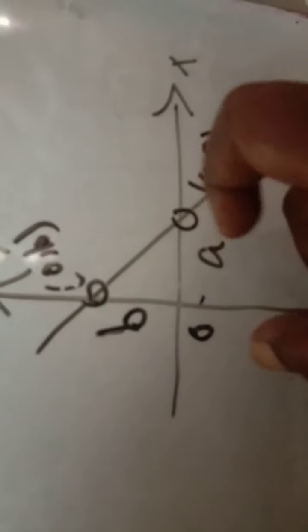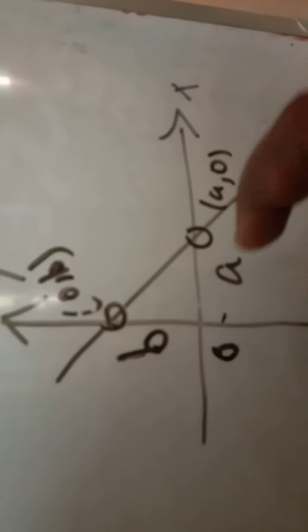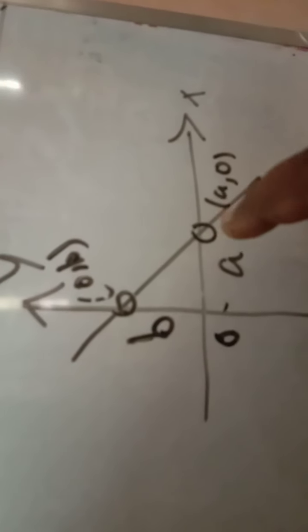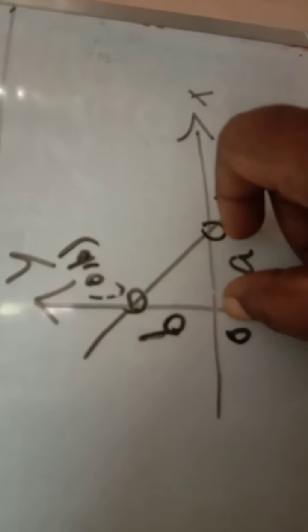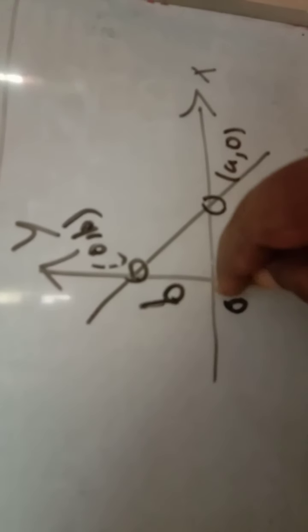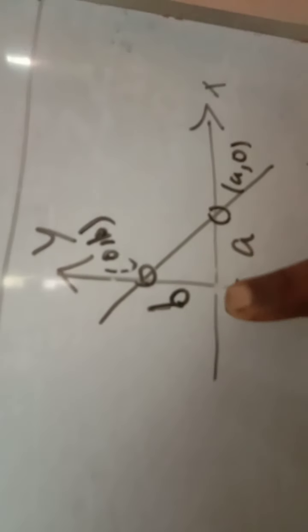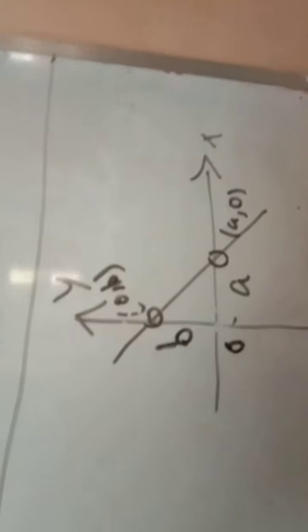So the line, okay, now the distance between origin and the line where it meets x-axis, this distance is called x-intercept. The distance between origin and the line where it meets y-axis, this length is called y-intercept. So you must know what is the meaning of x-intercept and y-intercept, whatever straight line is given.